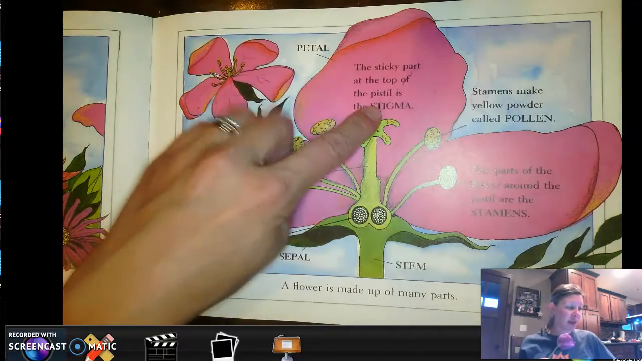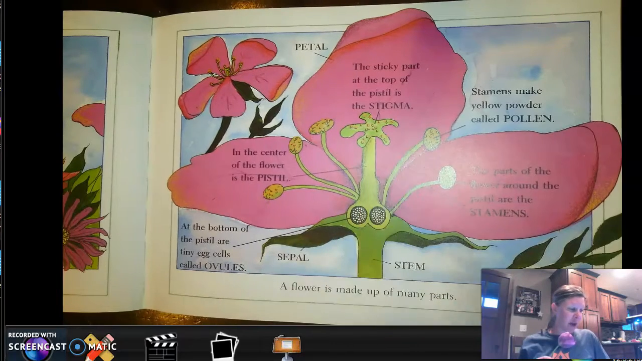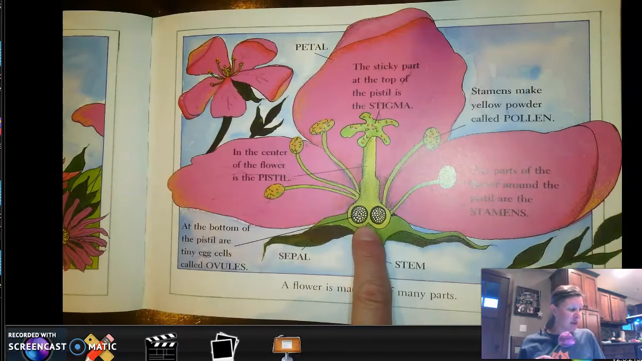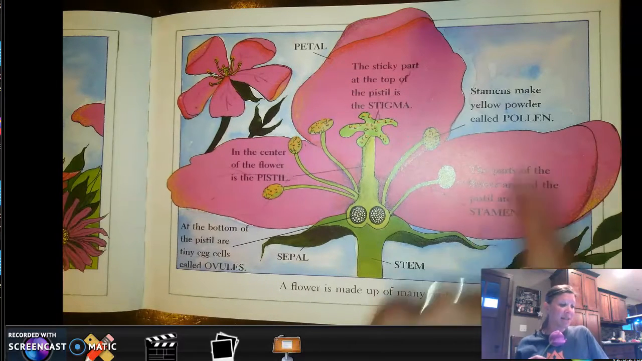So we have our stigma, the sticky part on the top of the pistil. The pistil is the center of the flower. Then you have the ovules, the sepal, stem, stamens, and then the pollen.